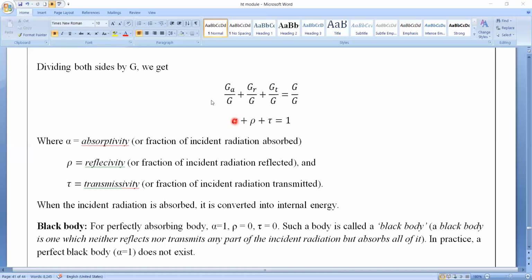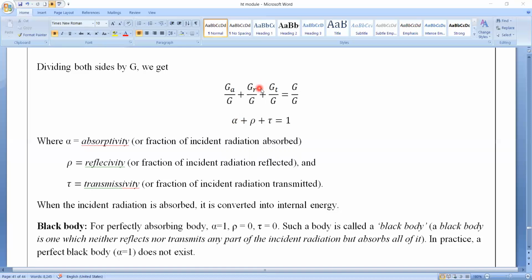Alpha is nothing but the ratio of the fraction of energy absorbed by the body to the total energy falling on the surface. So this ratio is nothing but alpha, and alpha is termed as absorptivity.